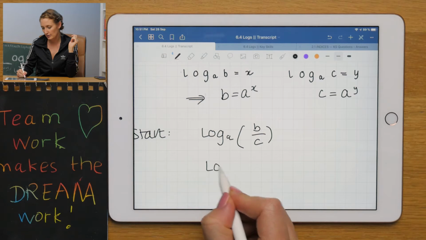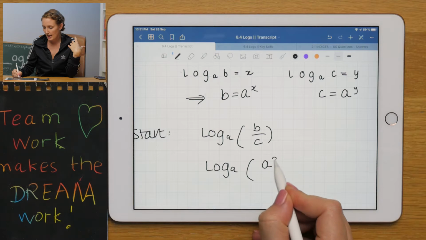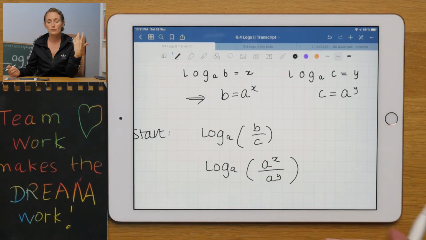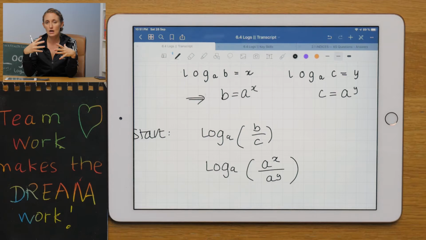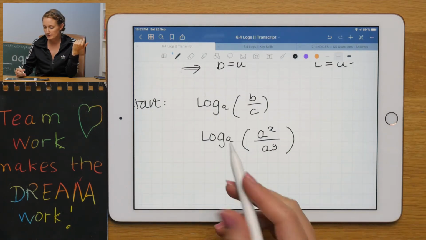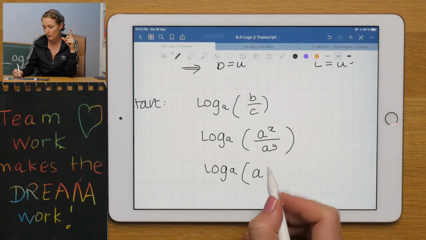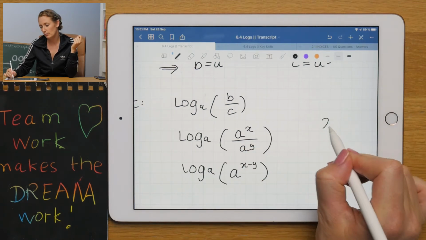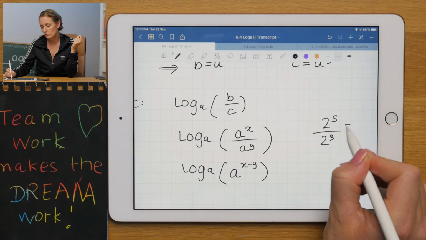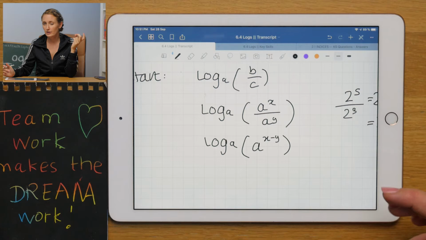Now, the next line I'm going to do is to give me something to work with. I'm going to substitute B with A to the X, and C with A to the Y. The reason why I do this is when I substitute from just letters to indices, I can use all of the rules for indices that I know. For example, if I'm dividing, then I can write that as one base with X minus Y: top one minus bottom one. A basic example would be 2 to the 5 divided by 2 to the 3 is 2 to the 5 minus 3, 2 to the 2. Hopefully you already know that.